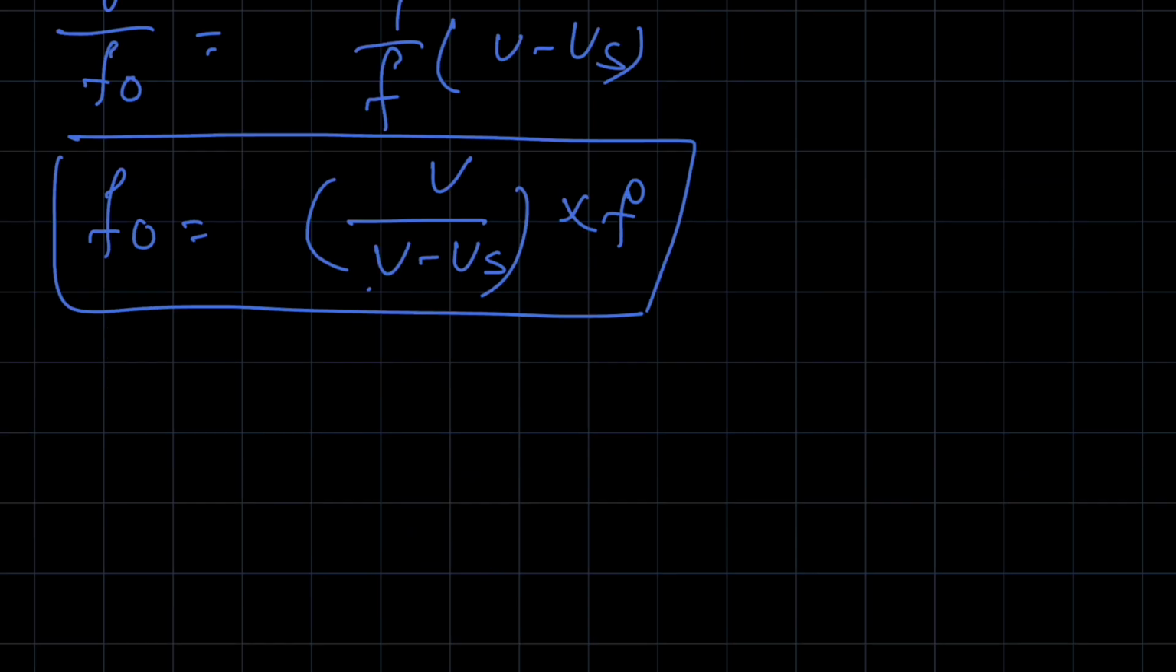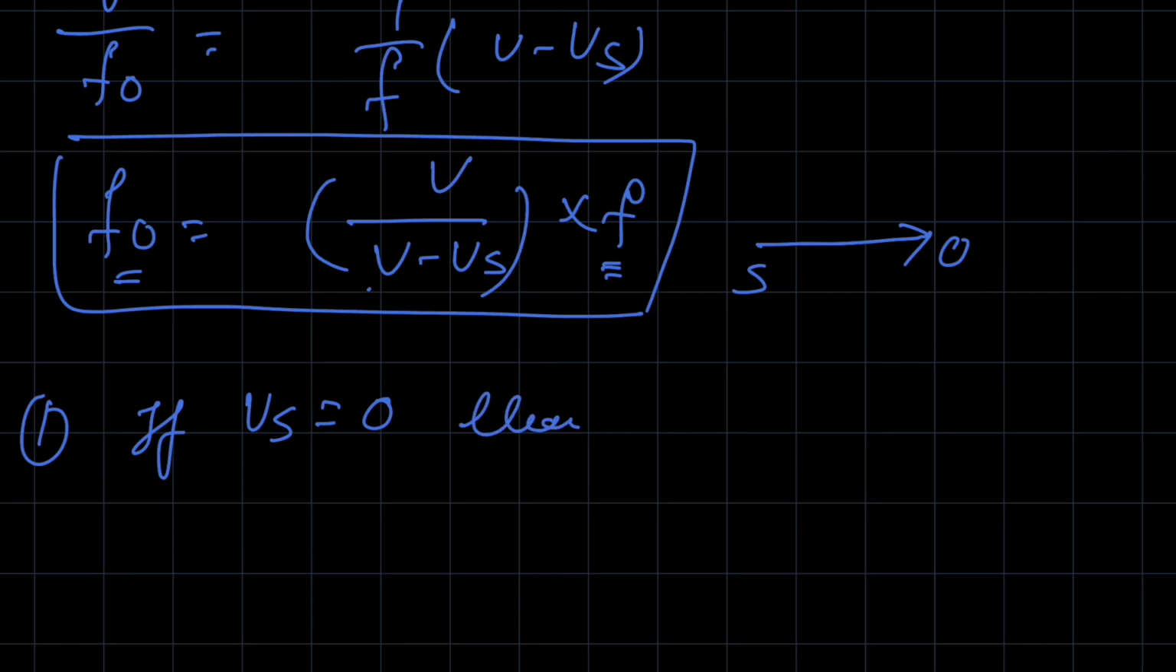This relation gives the frequency observed by the listener in terms of the source frequency when the source is moving towards the observer, in this direction. In this case, if we have vs equal to 0, then f naught equals f. The frequency of the source is equal to the frequency of the observer. In the second case, we have this part, v divided by (v minus vs), which is greater than 1.